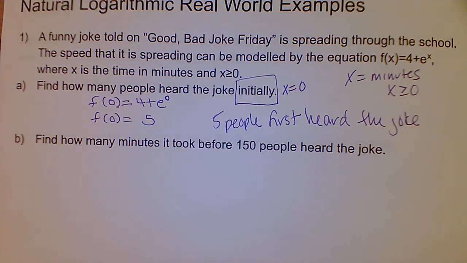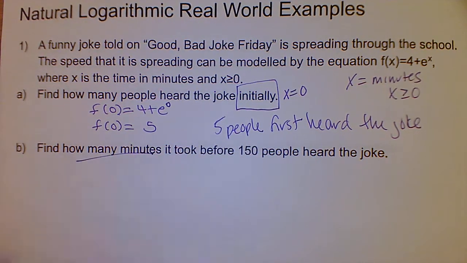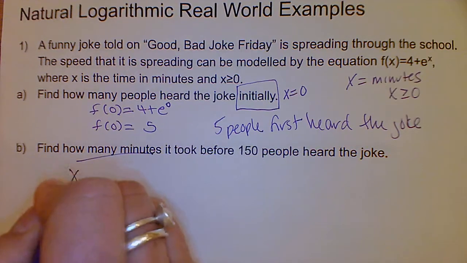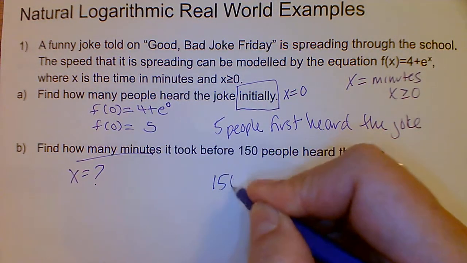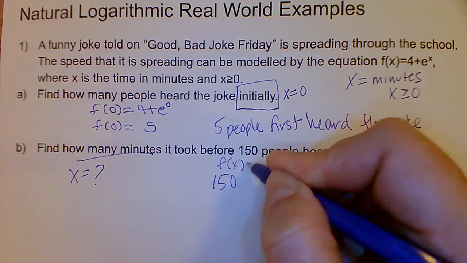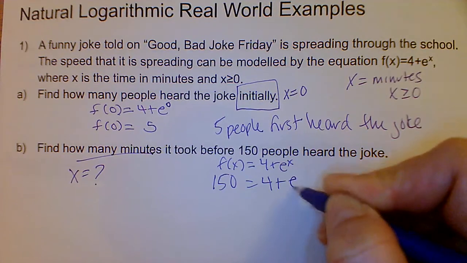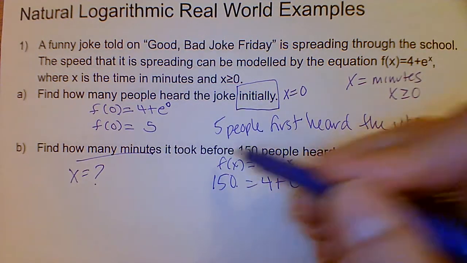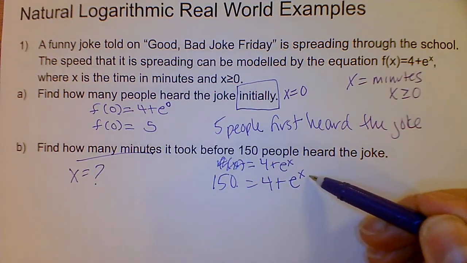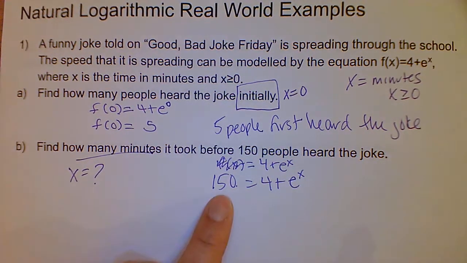Okay. Find out how many minutes before it took 150 people to hear the joke. So now they're looking for how many minutes. So we don't know what x is. So we are going to have to substitute 150 where the f of x was. And now we become a solving problem. So instead of f of x, you're going to substitute 150. So you take that out because we don't know what the minutes are. So let's substitute 150 in.